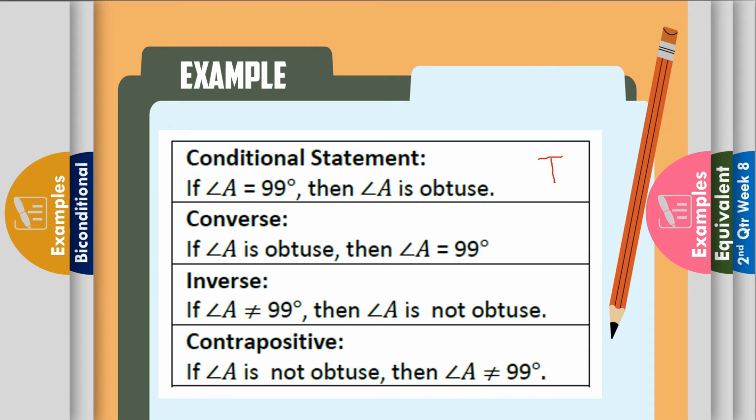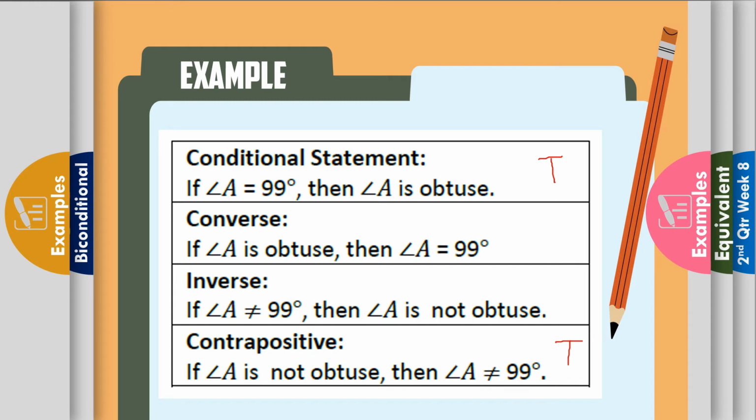Very good. The statement is true, because if it's not obtuse, then it doesn't measure 99 degrees. Did we satisfy the first condition? Yes. Let's look at the next pair and see if these conditions or statements can be considered equivalent statements.